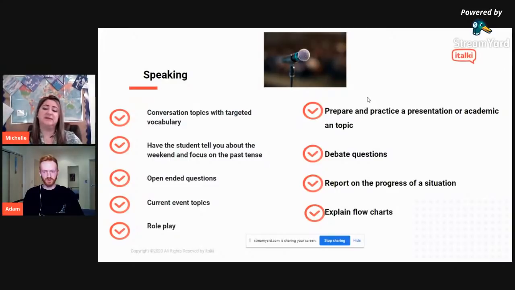And the last one I want to explain here has to do with flowcharts. So you have professional students, for example, that have a job, and for you to also learn more about them, they can explain to you an overview of a flowchart of a process that they do or a process that they work with.